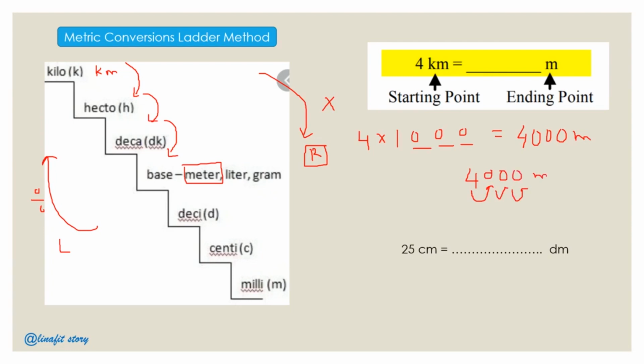Next, how to convert from 25 cm to dm. This is cm and then this is dm. So that means you go up the steps. How many times? Just one time. So you will divide it by 10. So 25 divided by 10 is 2.5 dm. Or another way, for every step up, move the decimal point to the left. How many times? One time. So the answer is 2.5 dm.